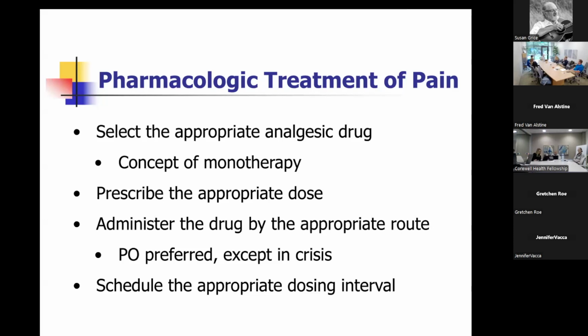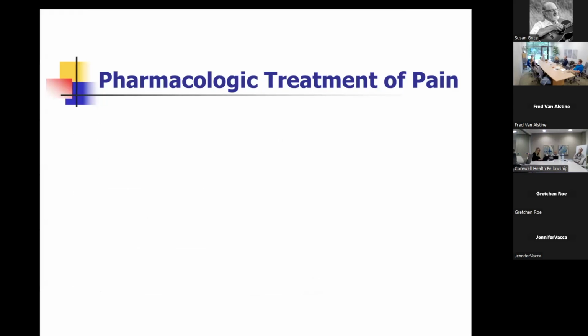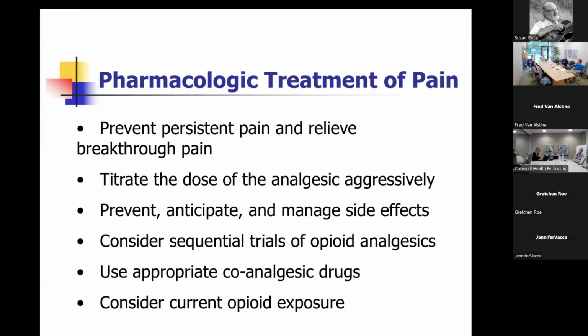Or they will be using PRN long acting. You give them some MS-Contin and take it twice a day as needed. No, that's not how you manage those. So you want to make sure you're using the right dosage interval. You want to prevent persistent pain, relieve breakthrough pain. You want to titrate the dose aggressively, appropriately. Prevent, anticipate, manage side effects. We'll be talking about that later on in a subsequent lecture.